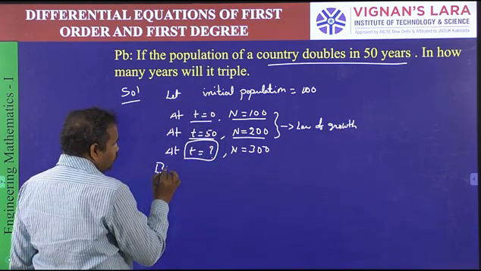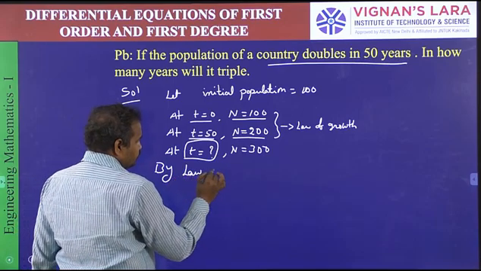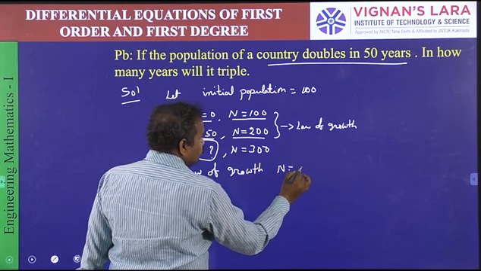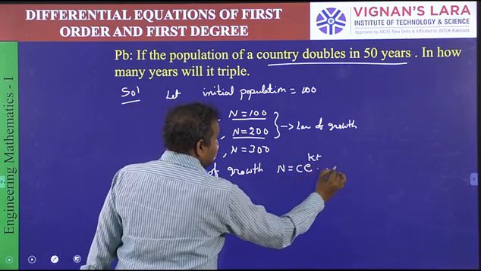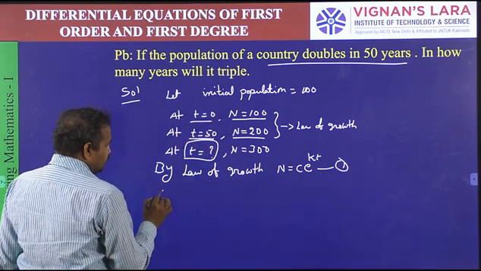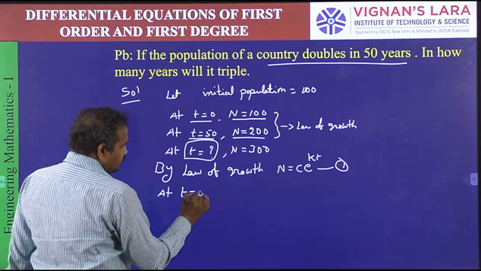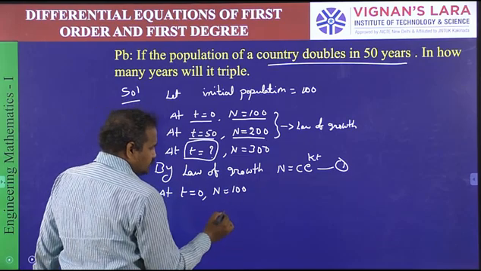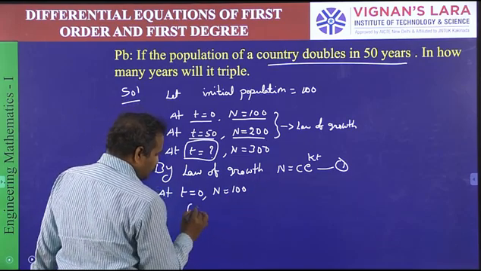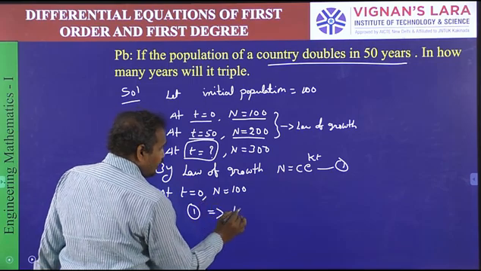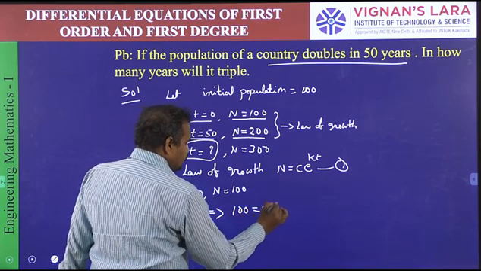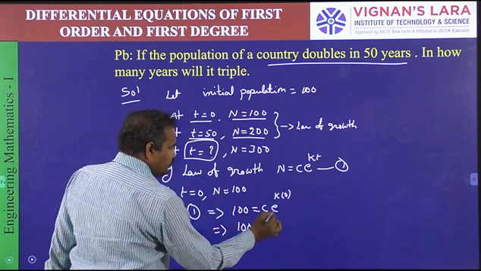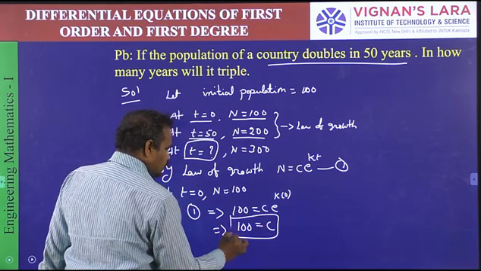So by law of growth, what is the value of N? N is equal to C into e power kt. This is our formula. Now use the first condition. At t is equal to 0, N value is 100. Substitute these two values in this. Then 100 is equal to C into e power k into 0. e power 0 value is 1, so C is equal to 100.